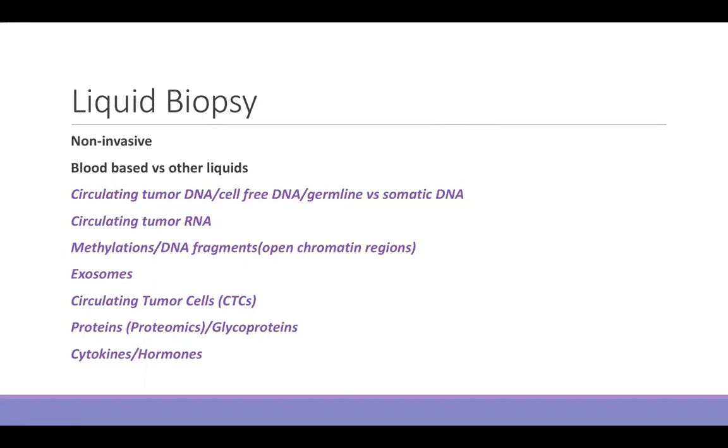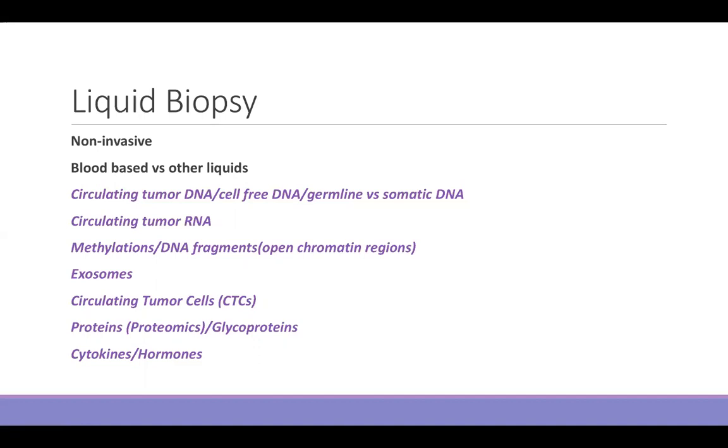And here are the blocks that we use: circulating tumor DNA. It could be tumor DNA or non-tumor DNA. So in more comprehensive terminology, we say cell-free DNA. You could use germline or somatic. Circulating tumor RNA can be used as well, although its stability is not as good, but has more information.